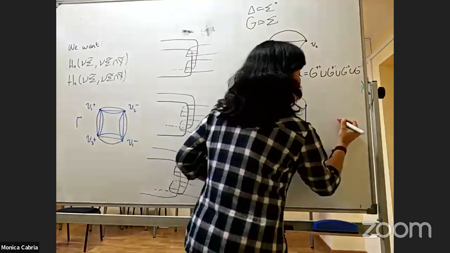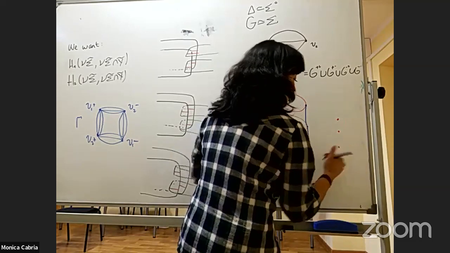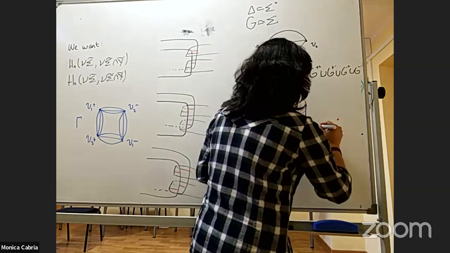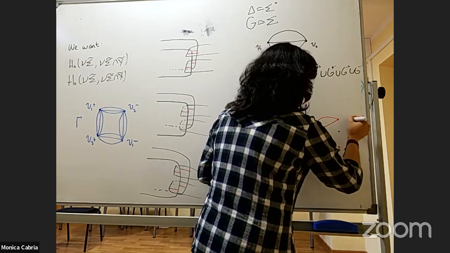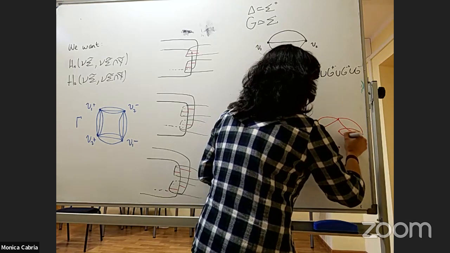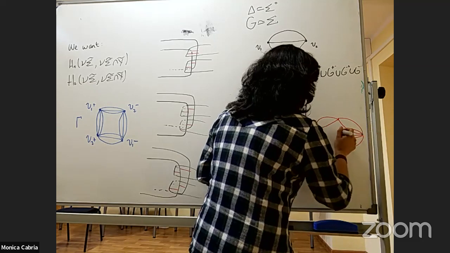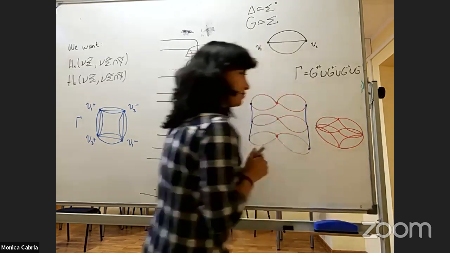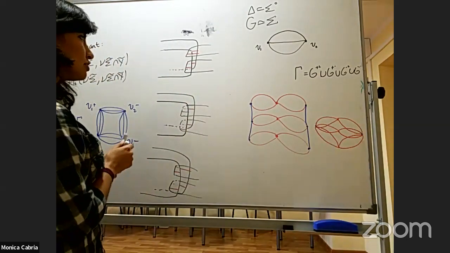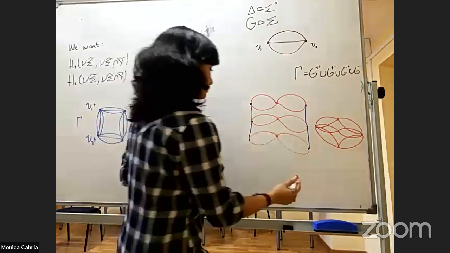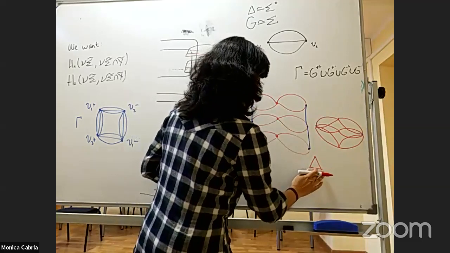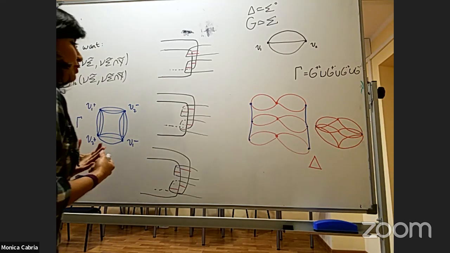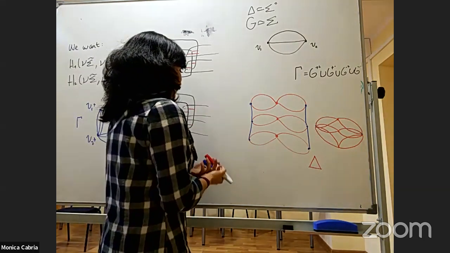let's go with the red again. We have the mid circles and the identified point, and it looks like this. Yeah, so this is our delta. And we want to understand all these maps and what's going to happen in their universal abelian covers.